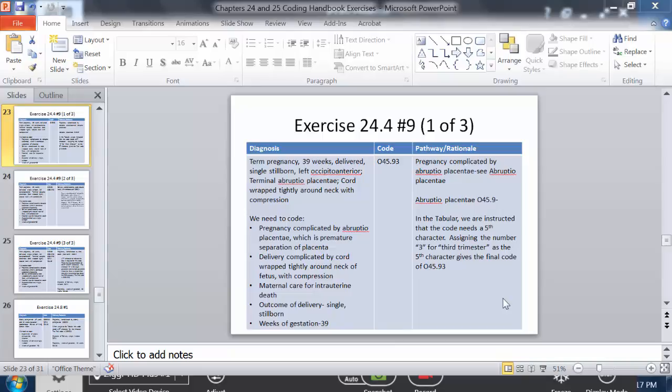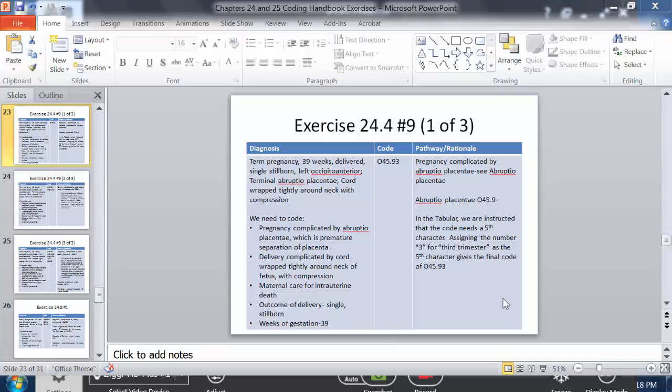Okay, so here we've got a term pregnancy, so it's not preterm, delivered, a single stillborn, left occipito-anterior, terminal abruptio placenta, and a cord wrapped tightly around the neck with compression. It does not call this cord with compression a nuchal, N-U-C-H-A-L cord, but I have seen that in medical records. It means the same thing. I am not clear what the left occipito-anterior refers to in this case, but based upon the codes that were in the answer key that I had, it doesn't affect our code assignment.